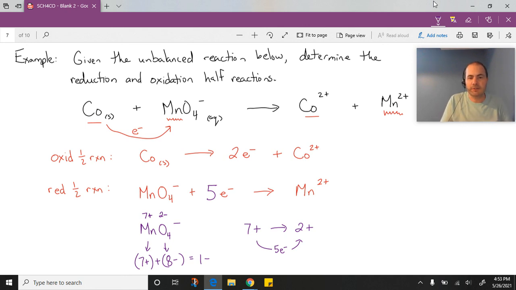Now we've identified our 2 half reactions. We've got our cobalt half reaction. That's the oxidation one because it lost electrons. And the permanganate ion gained electrons to give us the Mn2 plus ion.